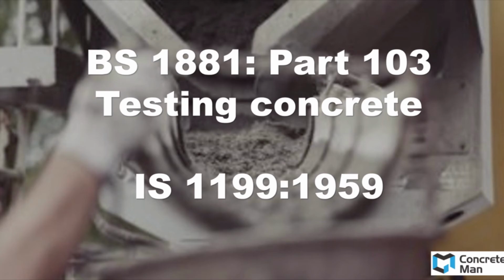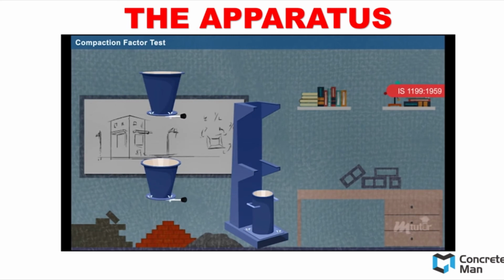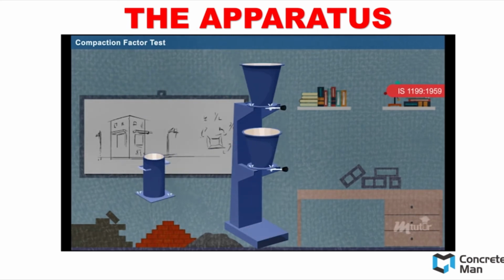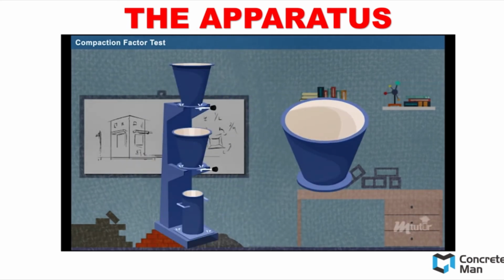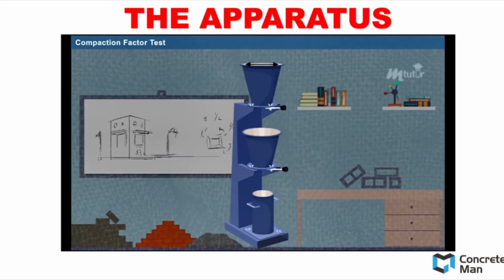To conduct such a test, we need to comply with BS 1881 Part 103 Testing Concrete, or you can refer to Indian Standard 1199-1959. To introduce you to the apparatus of the compaction factor test, it consists of 3 levels of different size of cones, and the upper 2 cones are hoppers, and the bottom one is the cylinder. The hopper consists of a very smooth inner surface, and the bottom has a lid that can open.